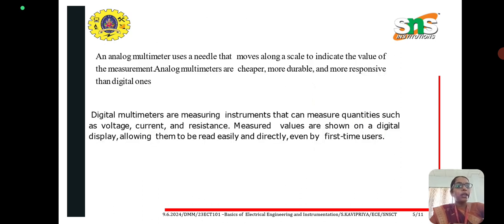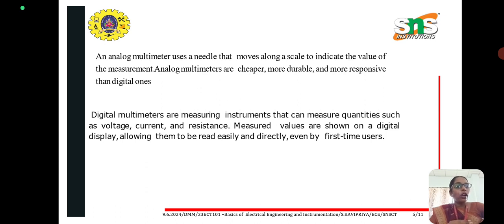An analog multimeter uses a needle that moves along a scale to indicate the value of measurement. Analog multimeters are cheaper and more durable, and more responsive than the digital ones. Whereas digital multimeters are measuring instruments that can measure quantities like voltage, current and resistance. The measured values are shown on the digital display, allowing users to read the values easily and directly, even first-time users.